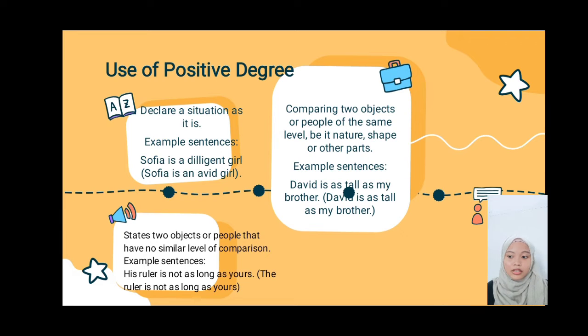And the third use of positive degree is to compare objects or people that do not have a similar level of comparison. Example sentence: his ruler is not as long as yours.